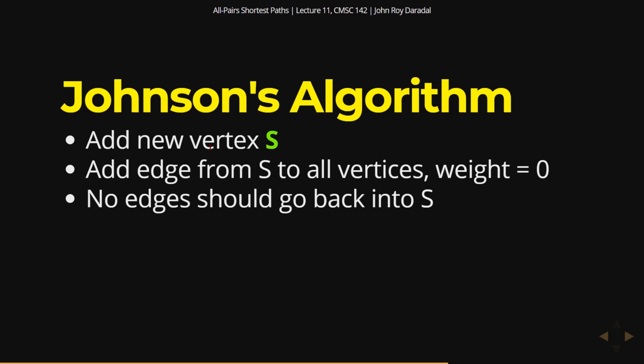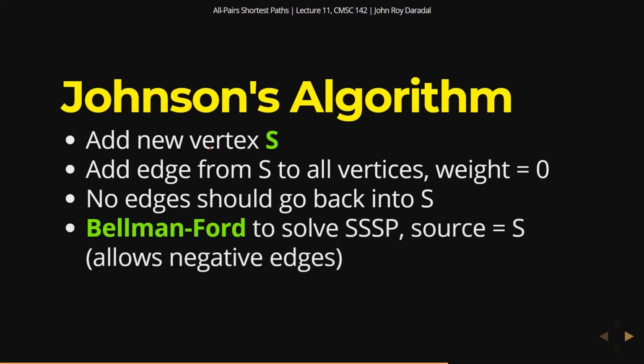So you're not adding any incoming edges to S, only outgoing edges. After that, we will run the Bellman-Ford algorithm to solve SSSP with the source being S. And we will use Bellman-Ford because we're not sure about our graph. There could be negative edge weights at the start, right? Because Bellman-Ford allows negative edges, we will use that one to be safe.